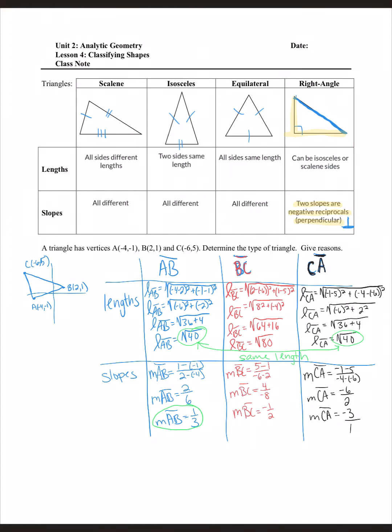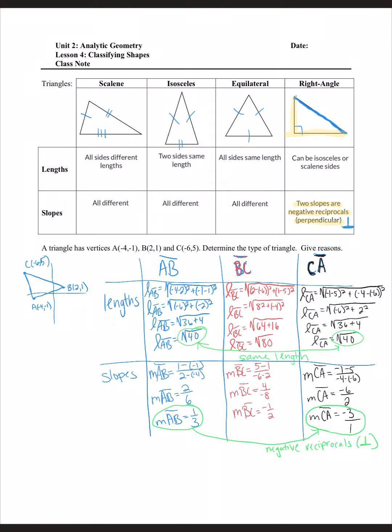Then we can take a look at our slopes. So we can see that the slope of AB is 1/3. So no similarity or negative reciprocal with BC, because BC is negative 1/2. But if we look at the slope of CA, the slope there is negative 3/1. So we have a negative reciprocal to the slope of AB. So these are negative reciprocals. And remember, a negative reciprocal tells us that these 2 lines are going to be perpendicular. It means those 2 lines are perpendicular.